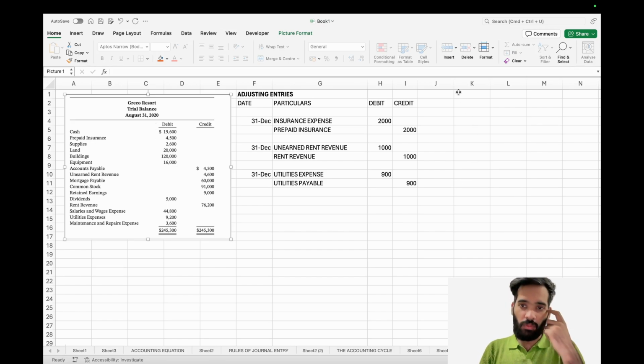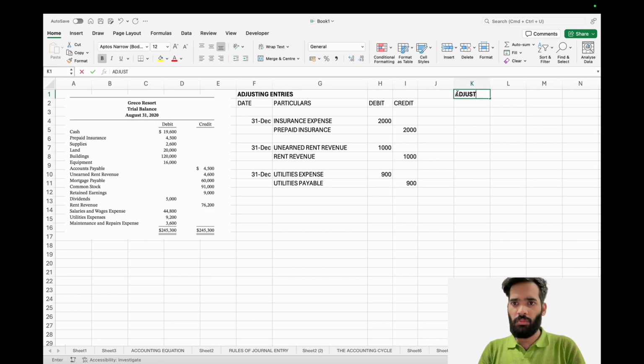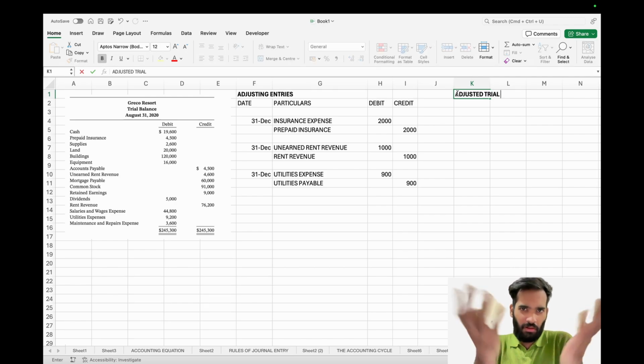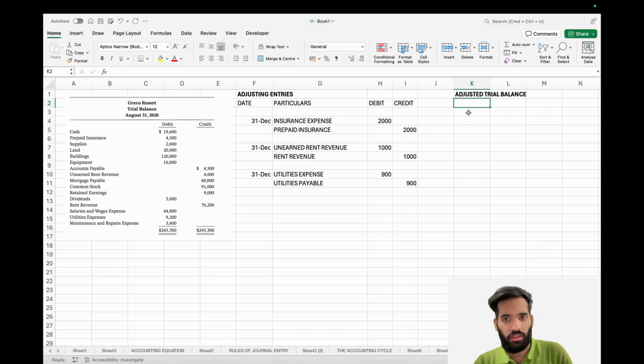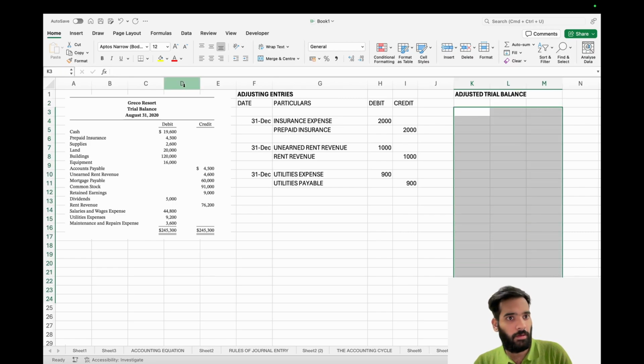So let me show you how to make it. Very easy to do. You just have to understand some small concepts here. Adjusted trial balance. So let's make our format.